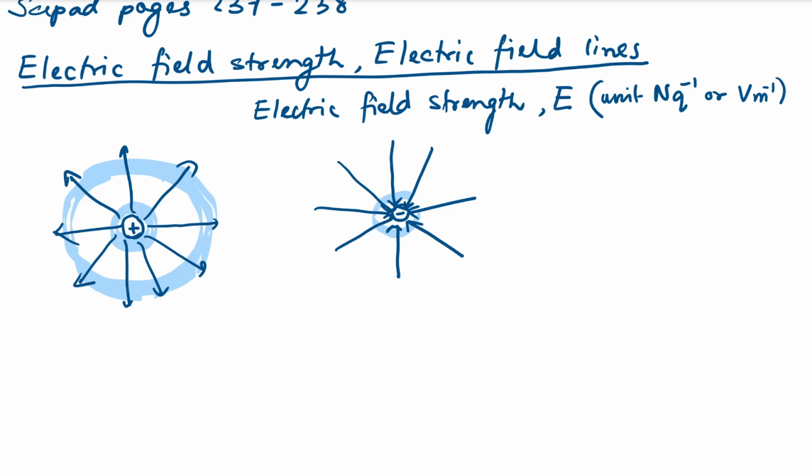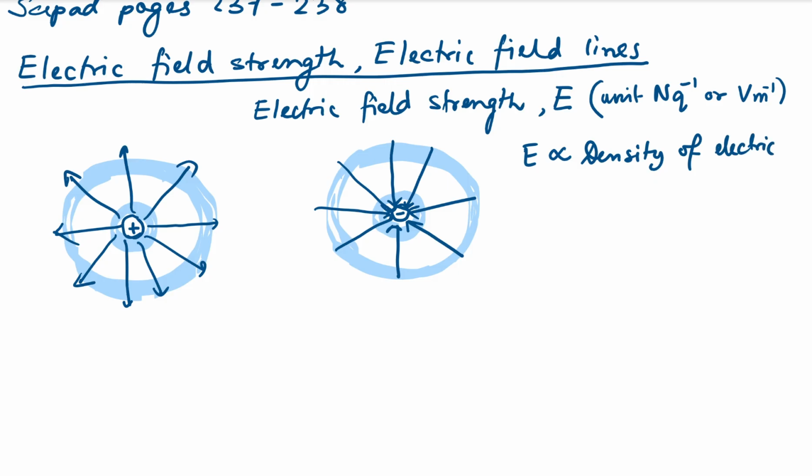Same for the negative charge. Really close to the charged particle, the electric field lines are more dense. So E is quite strong. But if you go further away, the electric field lines are more spaced out, so less dense. So that means weaker electric field. So basically, the electric field strength is shown as the density of the electric field lines. So therefore, it's proportional to the density of the electric field lines.